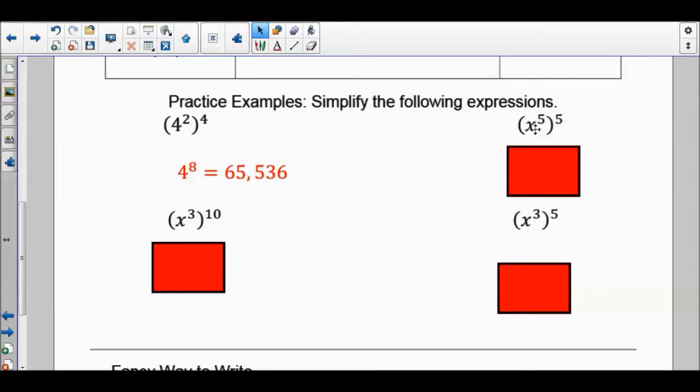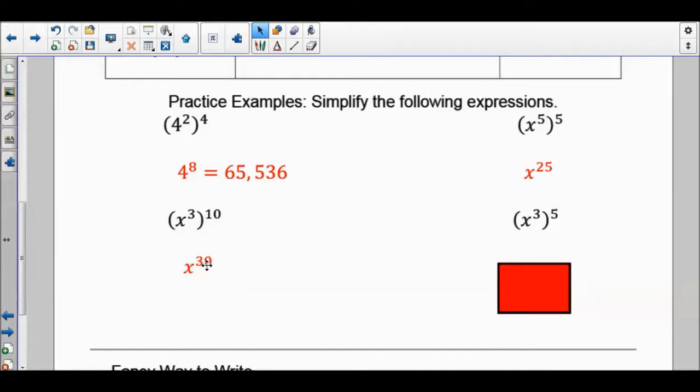Our second example, we have x to the 5th raised to the 5th power. We're just going to multiply those two. So 5 times 5 gives us 25, x to the 25th. For third, we have x to the 3rd raised to the 10th power. Again, we're going to multiply. 3 times 10 gives me x to the 30th. And our last example on this page, x to the 3rd raised to the 5th power. 3 times 5 is 15, so it would be x to the 15th.